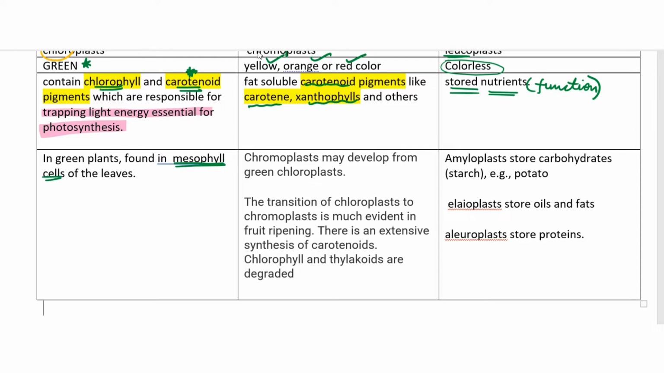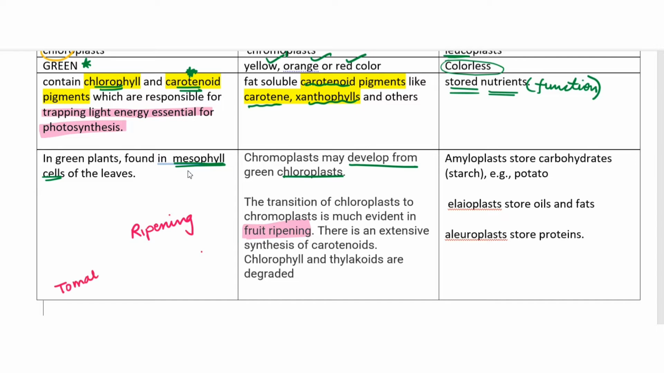Now chloroplast develops from chloroplast. Remember, this is generally observed during fruit ripening. For example, we take the example of tomato, ripening of tomato. Tomato is green, and when it ripens it becomes red.